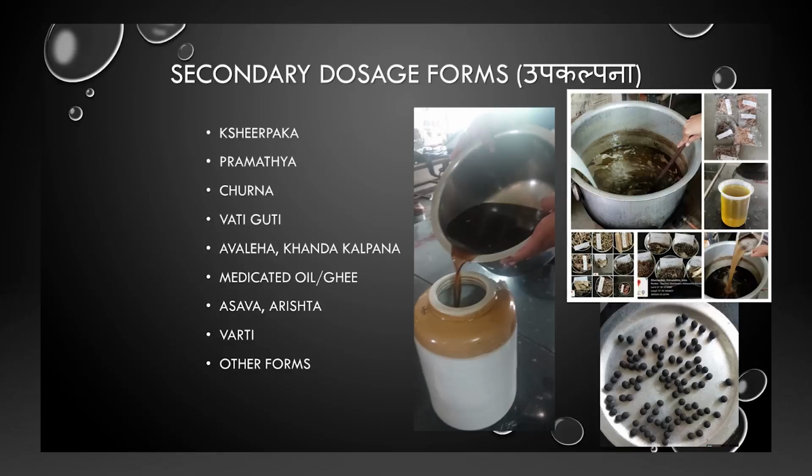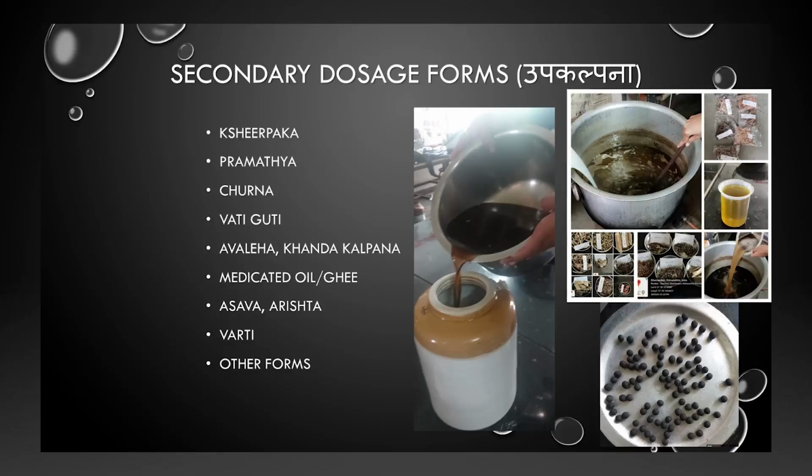Secondary dosage forms of medicines are as follows: Kshirapaka, Pramathya, Churna, Vatiguti, Avaleha, Khandakalpana, medicated oil or ghee, Asava Arishta, Varti, etc. and other forms such as Lepa, Malahara. Let's understand them one by one.